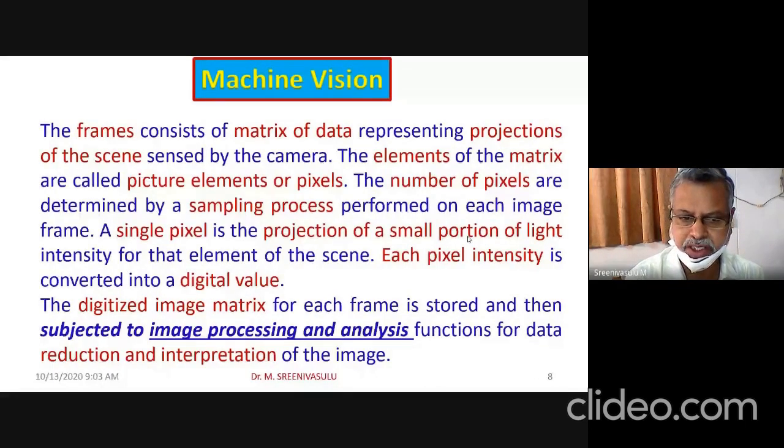Each pixel intensity is converted to a digital value, so the information is finally converted into the form of data. Such a digitized image matrix for each frame is stored and then subjected to image processing and analysis functions for data reduction and interpretation of the image. There are various techniques adopted for reducing the data that needs to be handled. You might have an image, but our focus at an instance is only a small portion of that entire image.